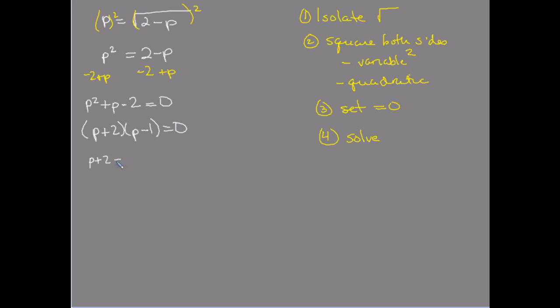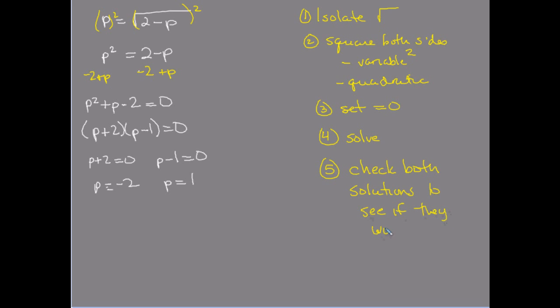P plus 2 equals 0. P minus 1 equals 0. P equals negative 2 or p equals positive 1. Now here's where it gets that extra step. You need to check both solutions to see if they work. You could have what's called extraneous solutions. And an extraneous solution is a solution that you achieve by solving, but that when you plug it back in, it's no longer true.